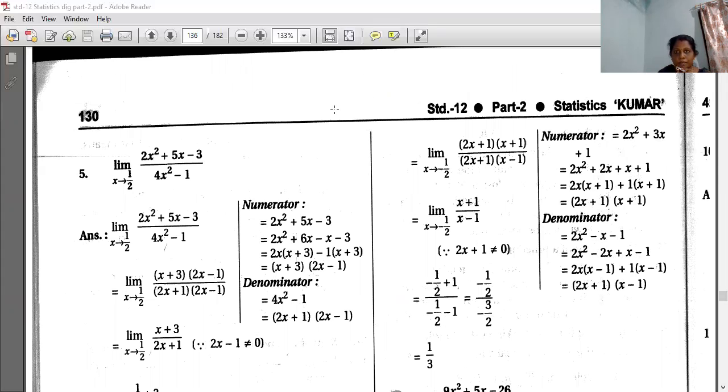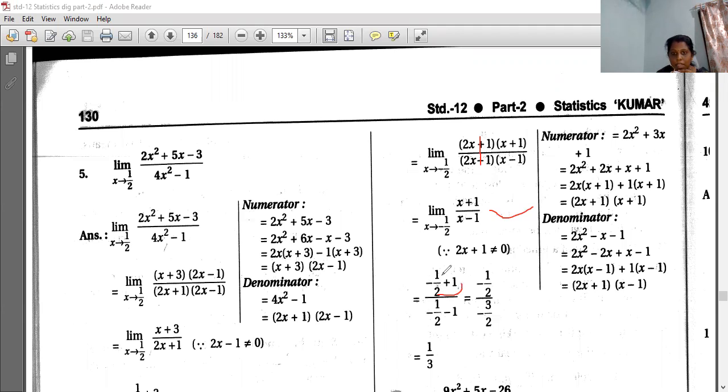Okay, now you have to write numerator and denominator, that is 2x plus 1 and x plus 1, 2x plus 1 and x minus 1. So this both will be reduced and you will be getting x plus 1 and x minus 1. Now you have to substitute the value of x, that is -1/2. So here you will be getting -1/2 plus 1 and -1/2 minus 1. You have to do the cross multiplication.